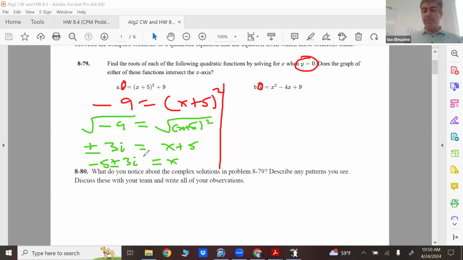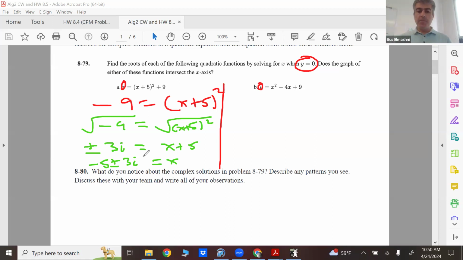So that's one way to do it. Whenever you have a binomial squared, like x plus 5 is a binomial and that's squared, I would prefer to actually isolate that binomial squared and then square root afterwards to make your life much easier. There's another way to do it too, which I'll show you in a sec.